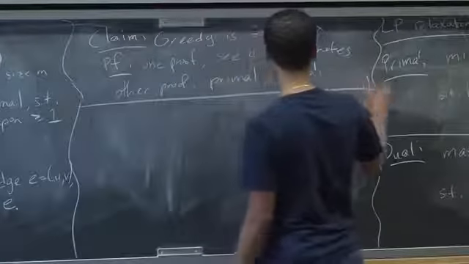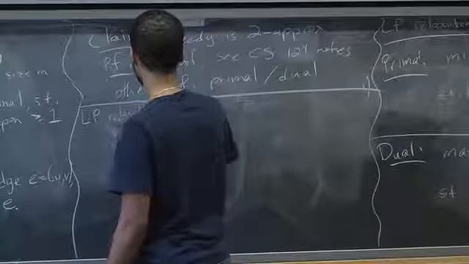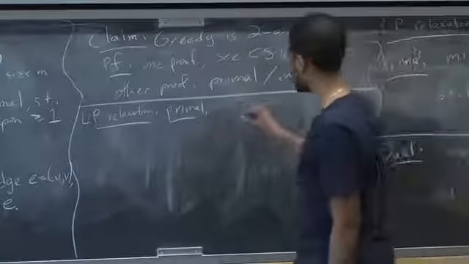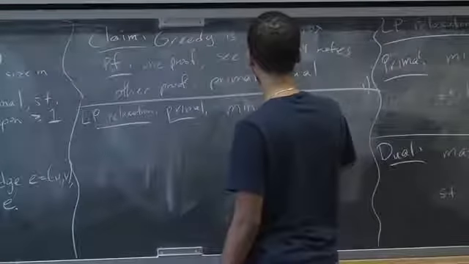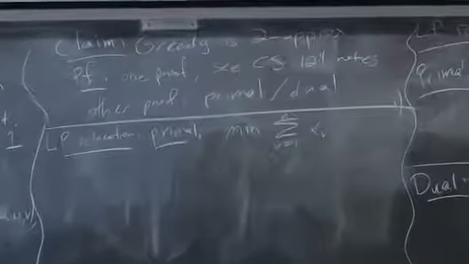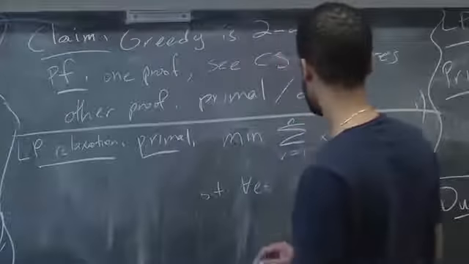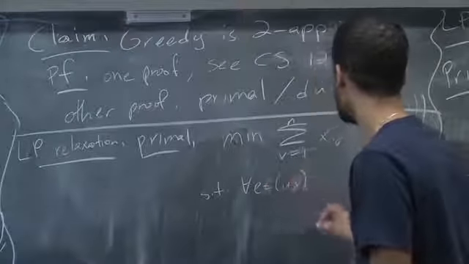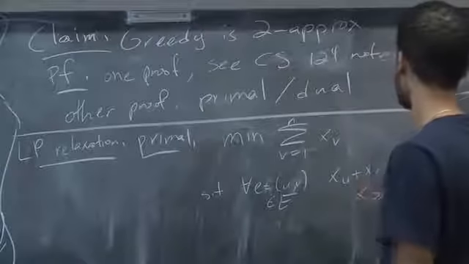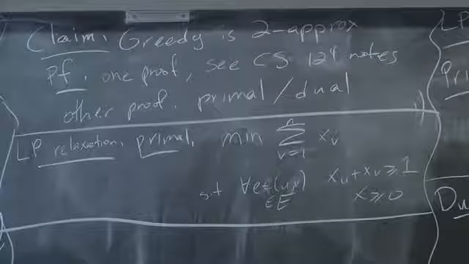So let me write an LP relaxation. The primal is: minimize the sum over v from 1 to n of x_v, which is whether or not you take the vertex v into your vertex cover, subject to, for all edges e equals uv in the set of edges, x_u plus x_v is at least 1, and x is at least 0 entry-wise. This should look familiar. It is basically the set cover LP.